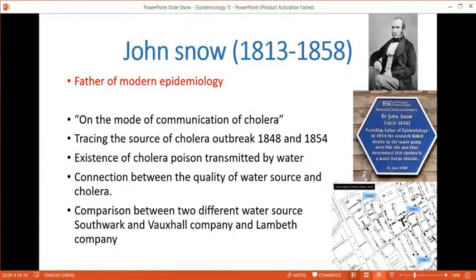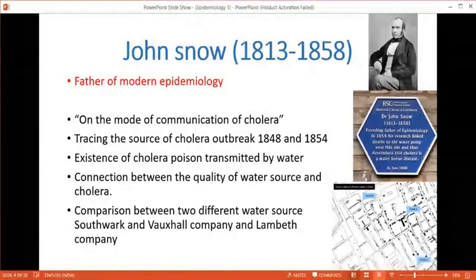After he raised the problem that it is because of the water supply, one company, the Lambeth company, changed the location of the water pump to a different site. So in 1854, when he did it again, he did a comparative analytical survey. He found out that the water supply sent by the Southwark and Vauxhall company is still contaminated with something. That's why there is an increased death rate, and the other company's has actually come down.